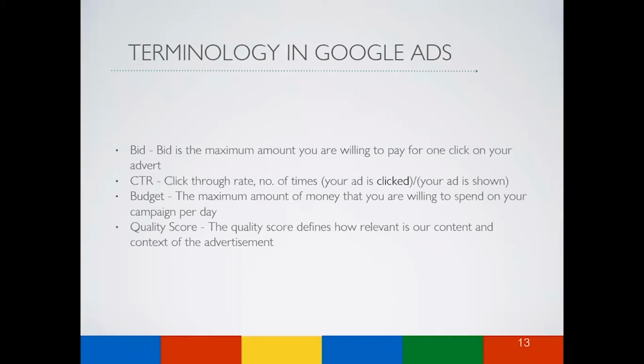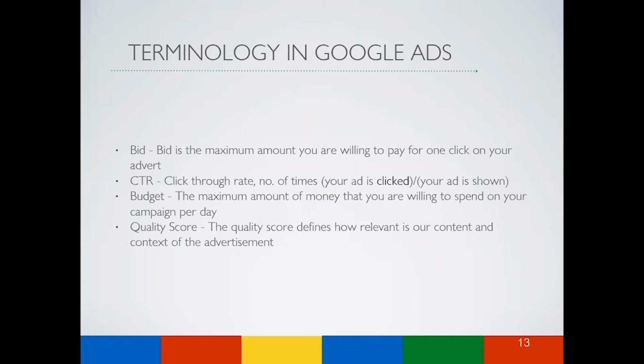So the next topic is terminologies in Google AdWords. You should know at least a few terminologies before going ahead into Google AdWords account creation and campaign creation. The first terminology is bid. So what is bid? Bid is the maximum amount you are willing to pay for a click on your ad. It's not the amount which Google is deducting from your account.